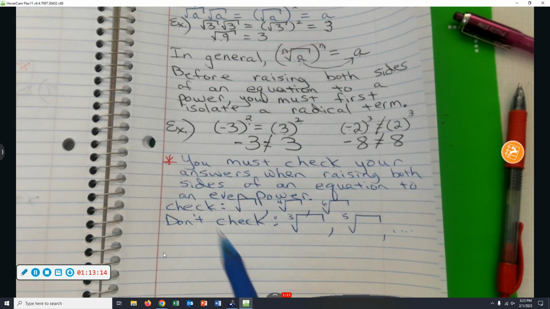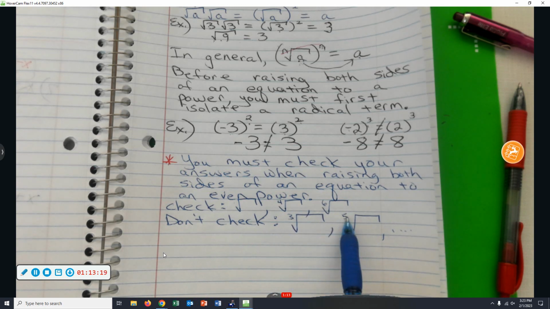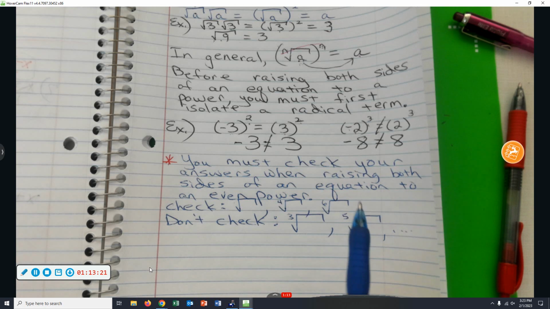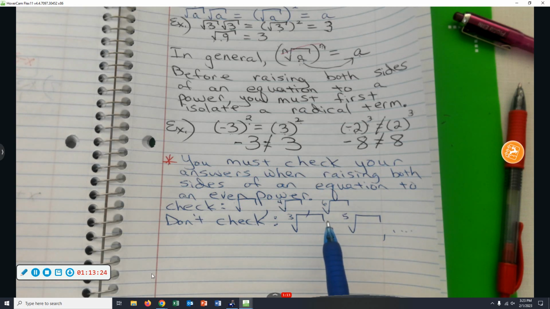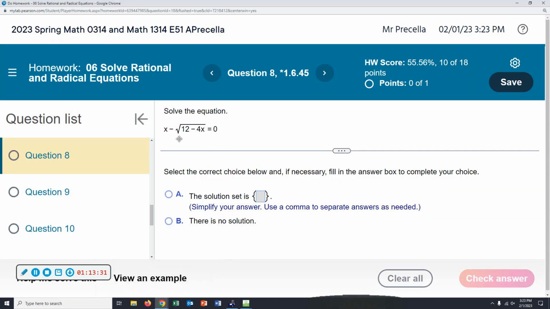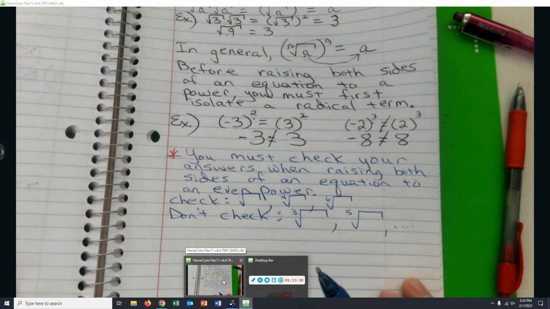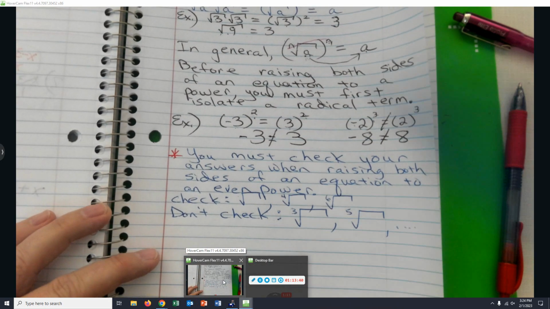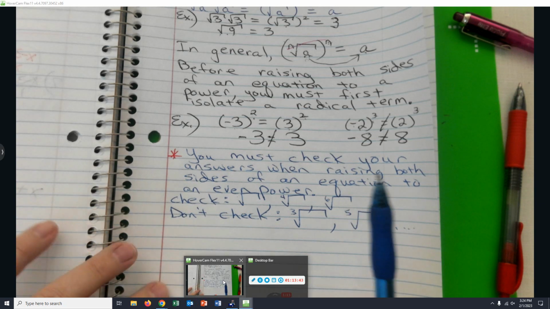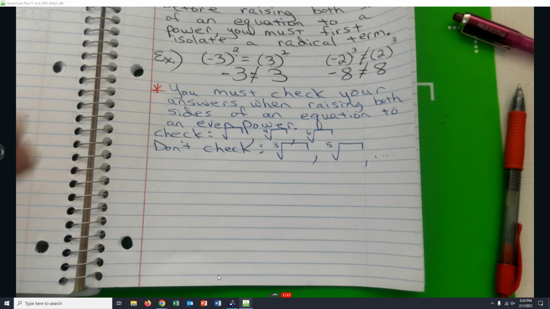2, 4, 6, those are even numbers. You're going to have to check your answers. Cube, fifth, 3, 5, those are odd numbers. You can check them if you want to, but it's just not necessary. You're not going to create extraneous solutions. Okay. Any questions there? Yeah. And then cubes are like whatever is in there times itself times itself? Right. Mm-hmm. Okay.